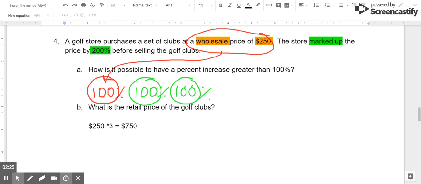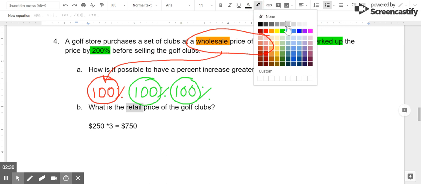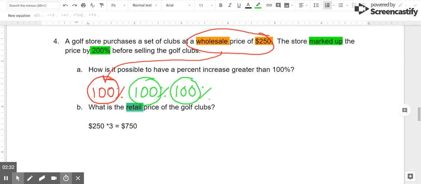That was the retail price. Remember that retail means how much the store sold it for. So that's the same as the marked up price.